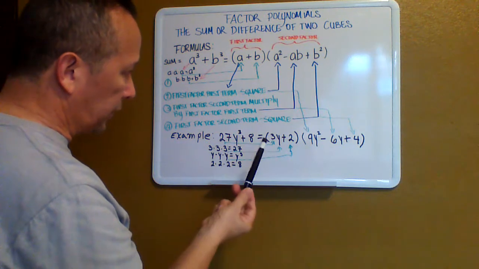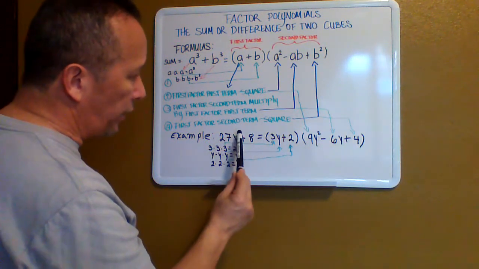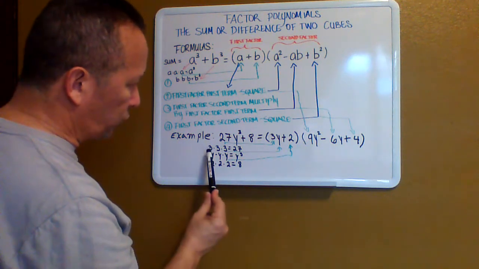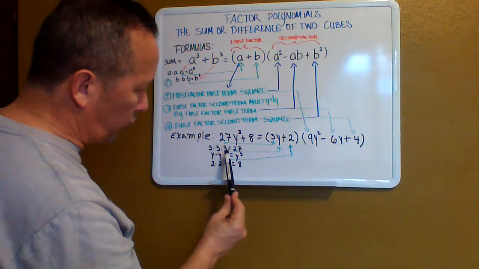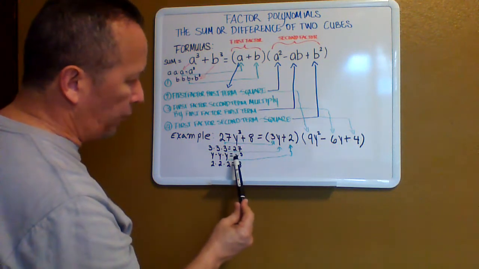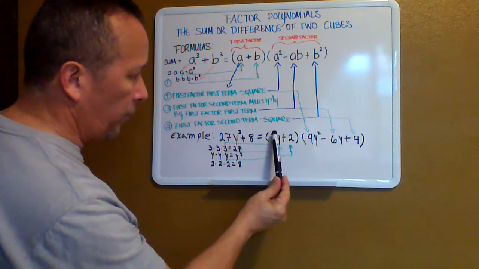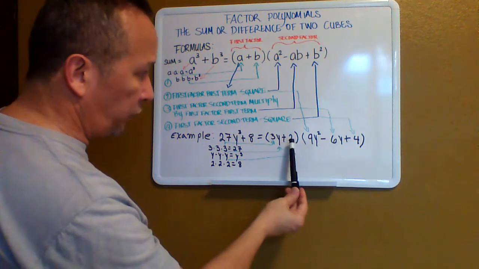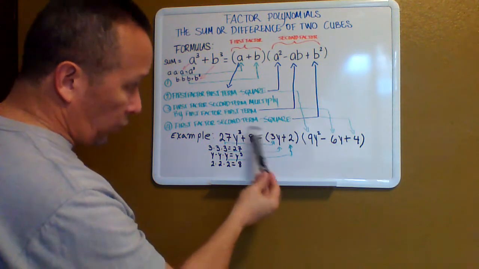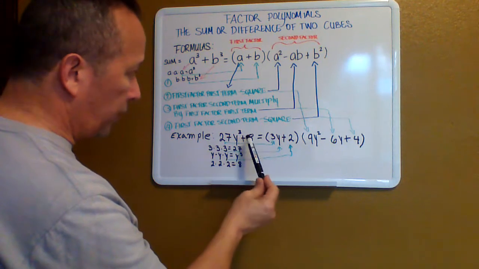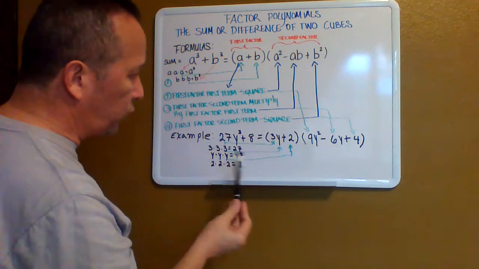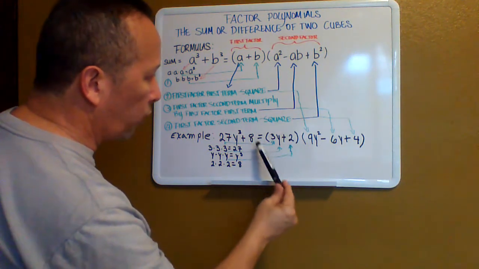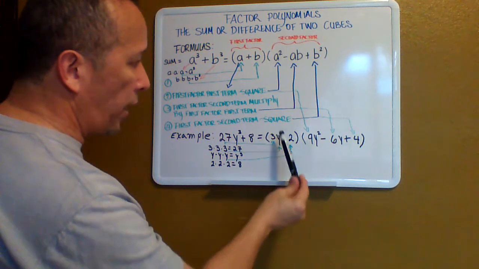Then the cube root of 27y to the third is 3y, because 3y times 3y times 3y equals 27y to the third. Our first term of the first factor is 3y. The second term of our first factor comes from the number 8. The cube root of 8 is the number 2, because 2 times 2 times 2 equals 8. Now we get our first factor, 3y plus 2.